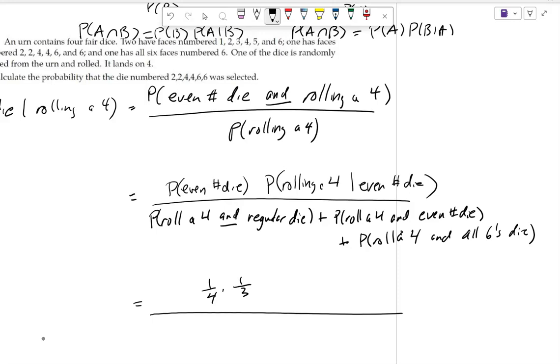What we've done is we've broken up our probability of this event into mutually exclusive pieces, right? I can't draw a regular die, an even number die, and another die with all 6s at the same time. So all those are mutually exclusive, right? I've broken it up into mutually exclusive subsets where the union is the whole thing. If I put all those pieces back together again, I get the whole event, rolling a 4.